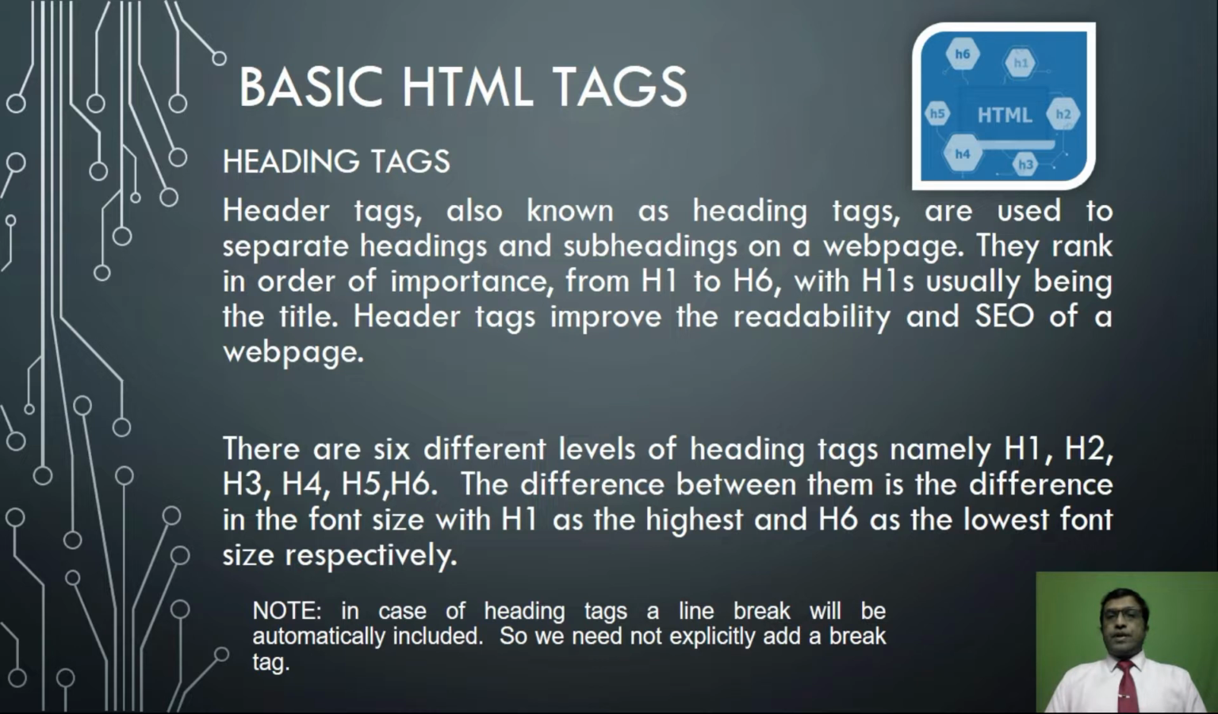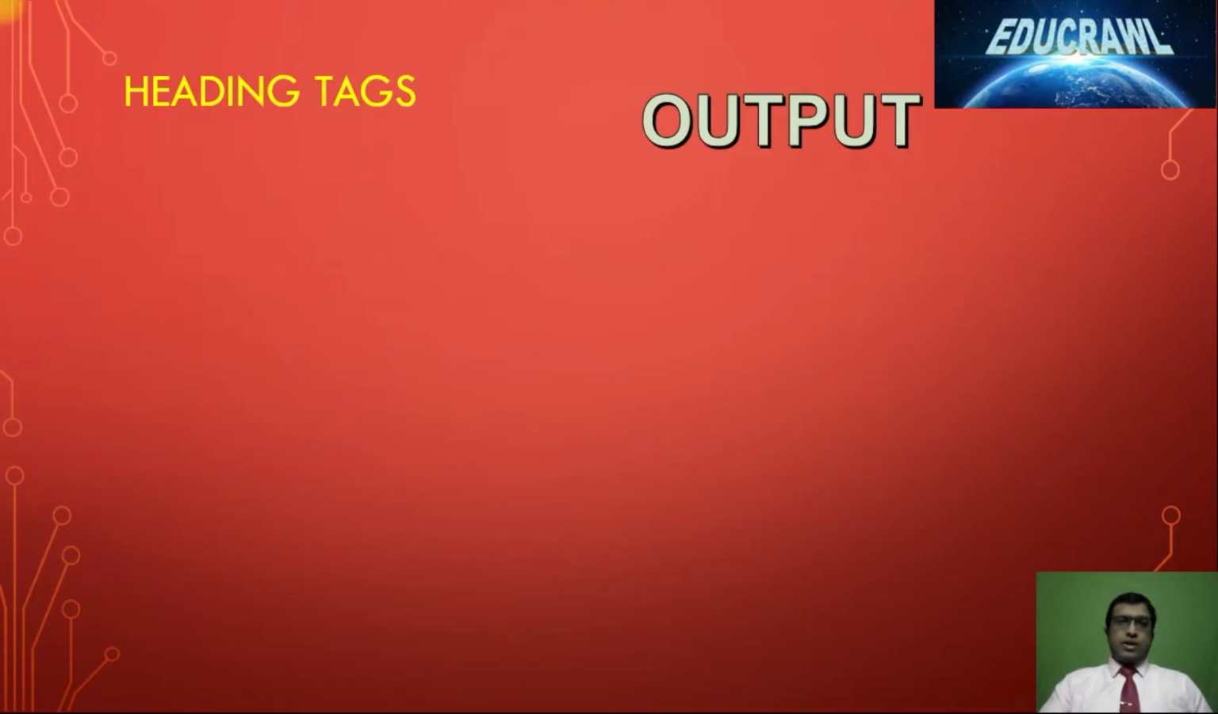There are 6 different levels of heading tags, namely H1, H2, H3, H4, H5 and H6. The difference between them is the difference in the font size, with H1 as the highest and H6 as the lowest font size respectively. Note, in case of heading tags, a line break will be automatically included. So we need not explicitly add a break tag. Now let us see a small program using heading tag.